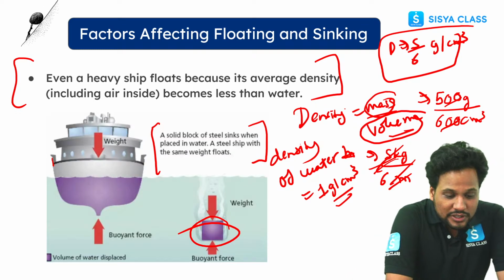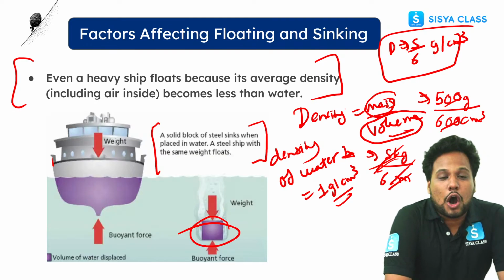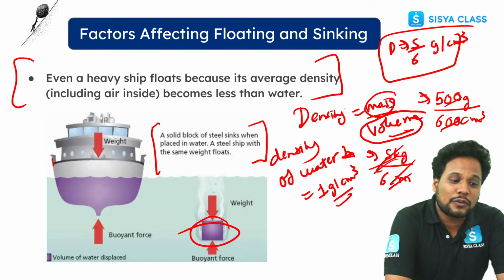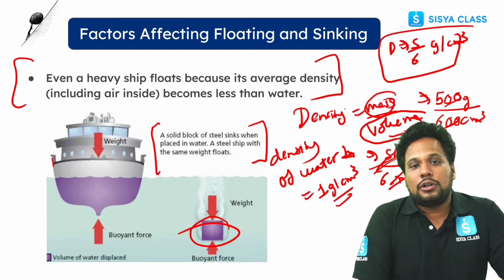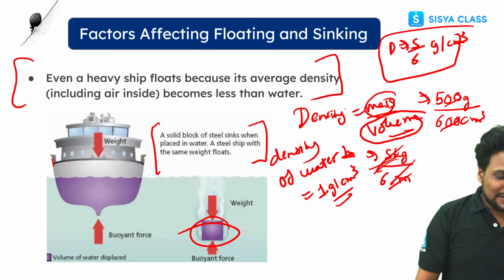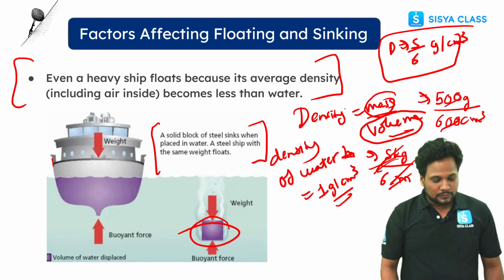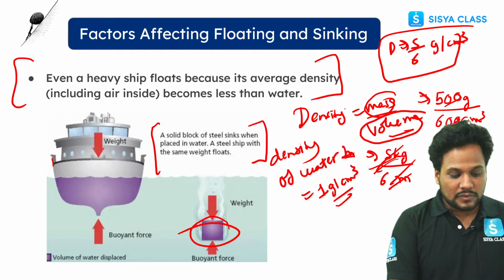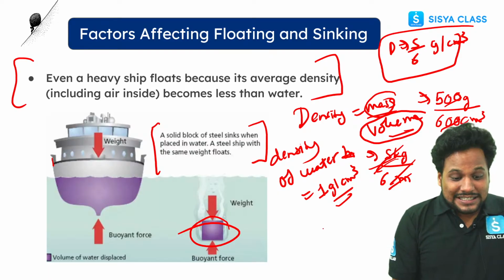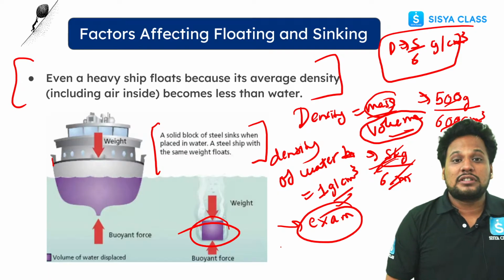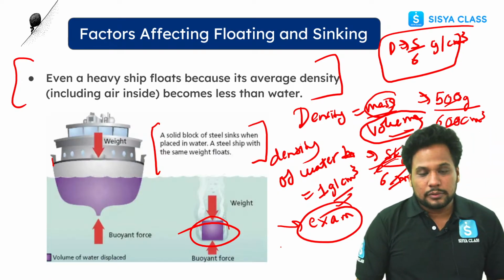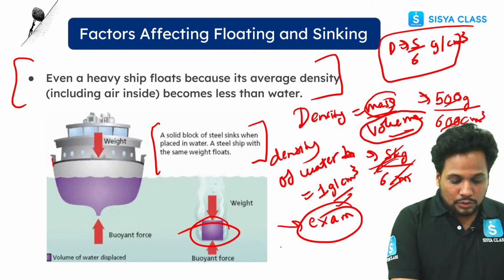And because of which the density of the ship is less than that of water, and because of which the ship is going to float on the water. This is clear now? Yes, this is clear. Any doubt? Do you have any doubt? These types of questions will come in your exams. This is a very important question from your exam point of view. So just note this down. You can note this down.